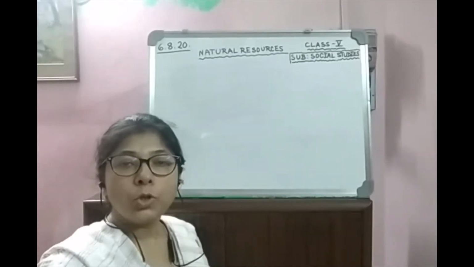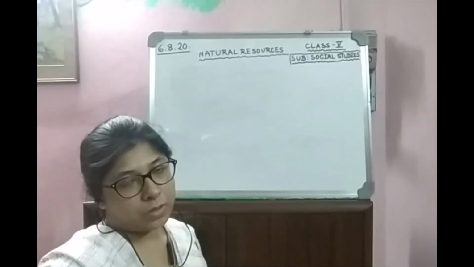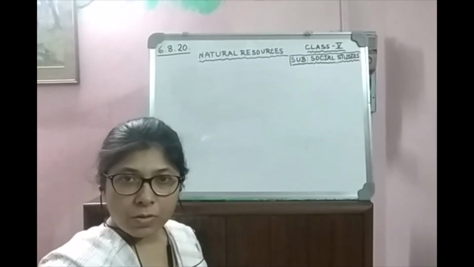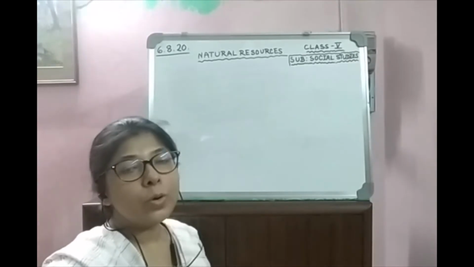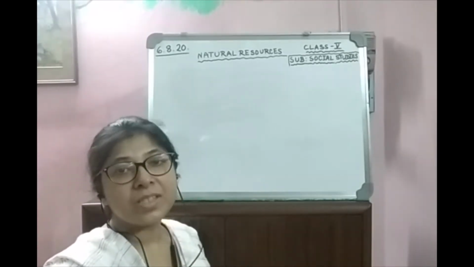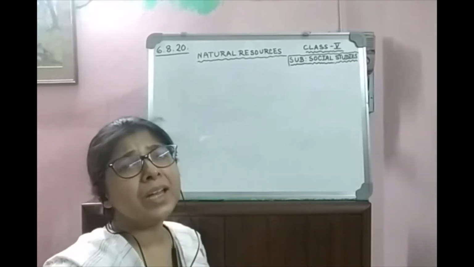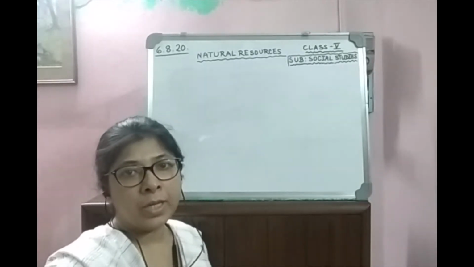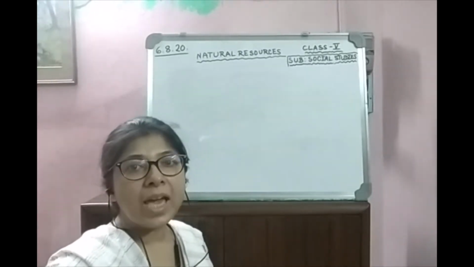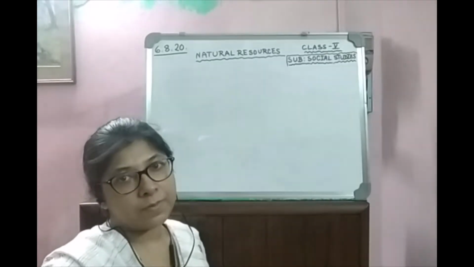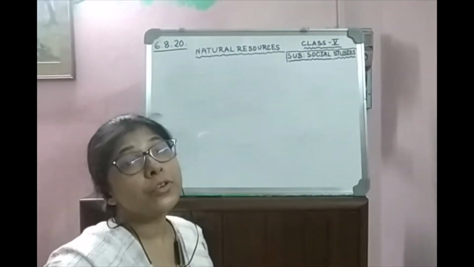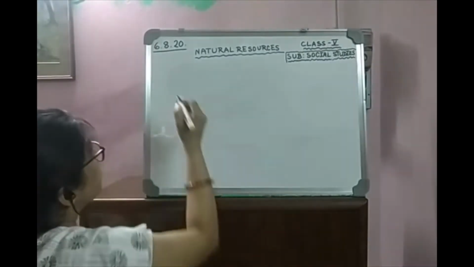We have done two categories of natural resources: renewable natural resources and non-renewable natural resources. We know that renewable natural resources are resources that can be used over and over again. They are much cheaper, pollution free, and non-exhaustive. Today we will do the non-renewable natural resources.